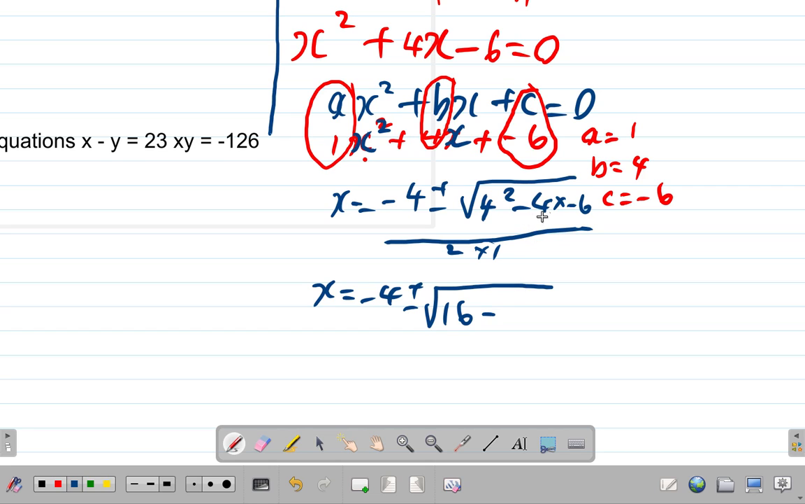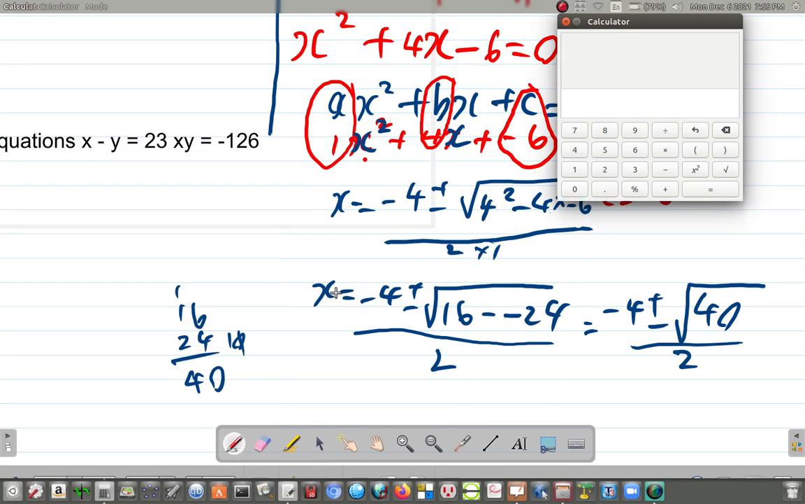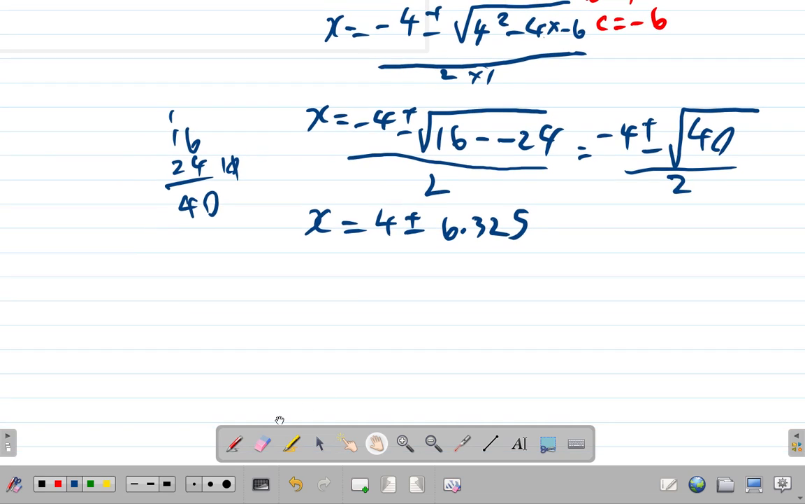So minus 4 times negative 6 is going to be negative 24, divided by 2. So that's negative 4 plus or minus the square root of what? This is 16 minus negative 24. So it's the same as 16 plus 24. If you have 16 plus 24, 6 and 4, 10, bring down the 0, carry 1, 1 and 3 is 4. It's 40 divided by 2. So what's the square root of 40 now? The square root of 40 is 6.325. So x is equal to negative 4 plus or minus 6.325, all over 2.